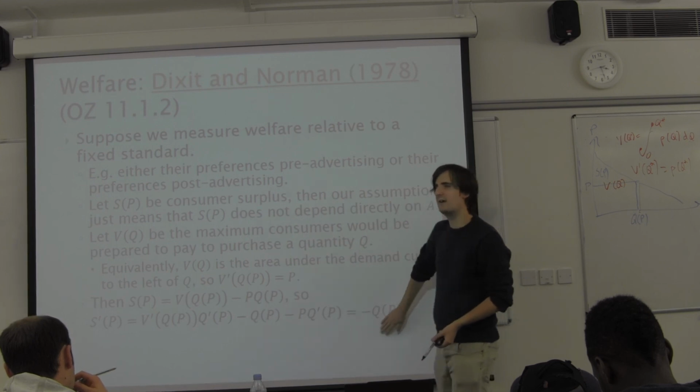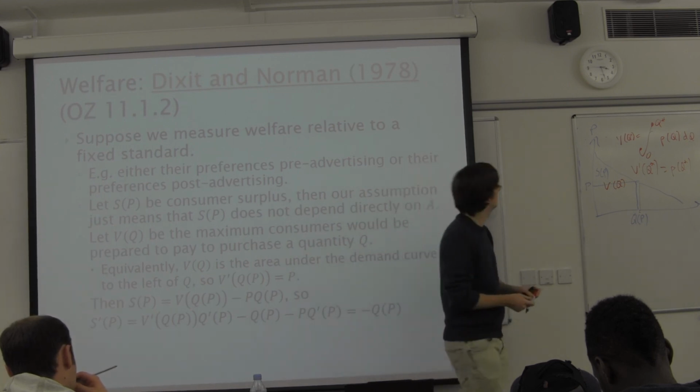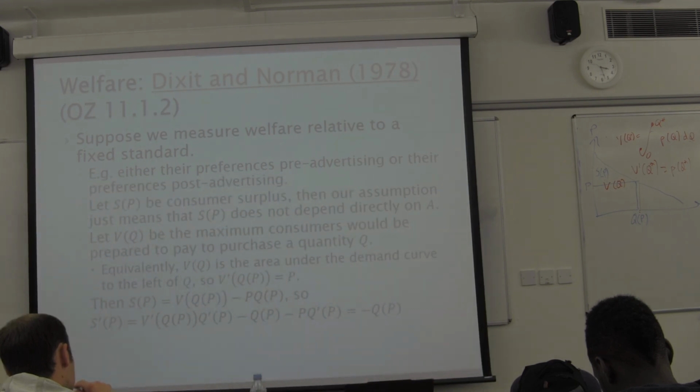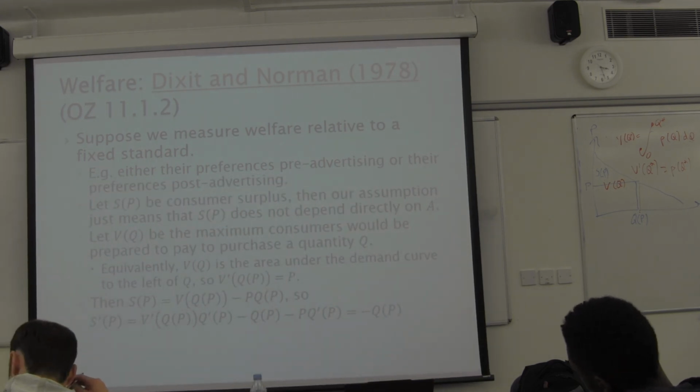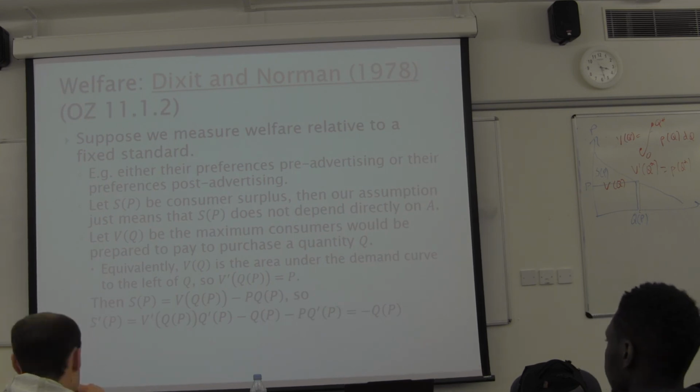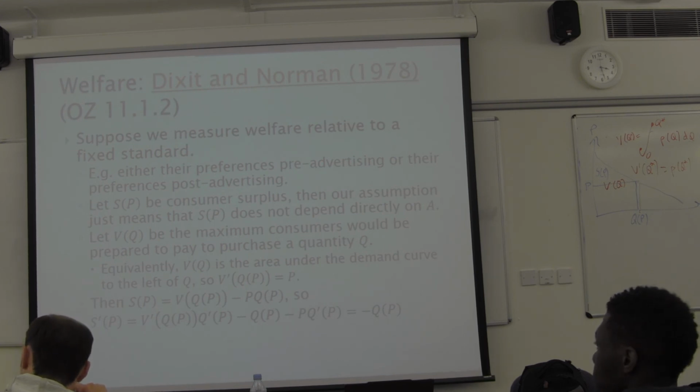So in fact, there's another way of saying the same thing, which maybe you find easier. What we said is that all we've shown is that S dash P is minus Q of P. So the derivative of consumer surplus with respect to price is minus the quantity. So what happens when you increase the price?